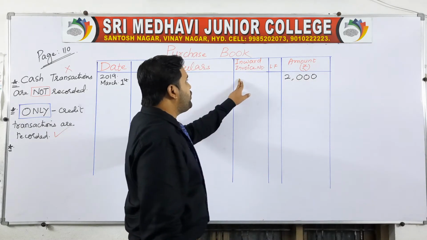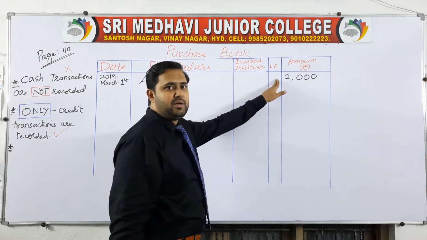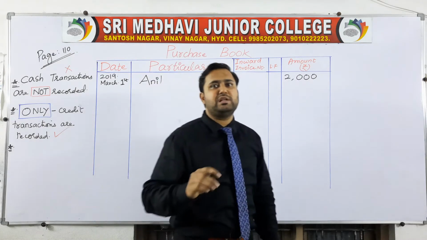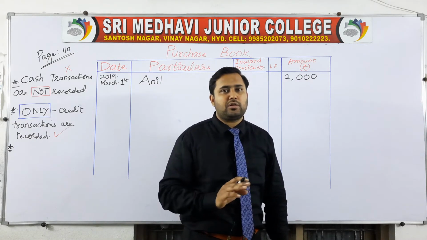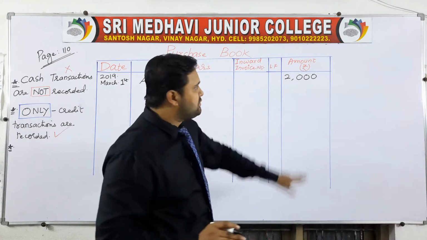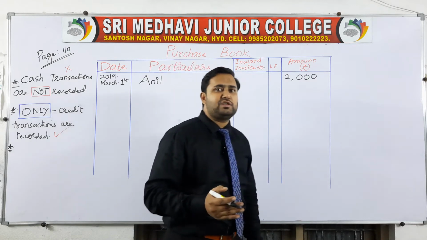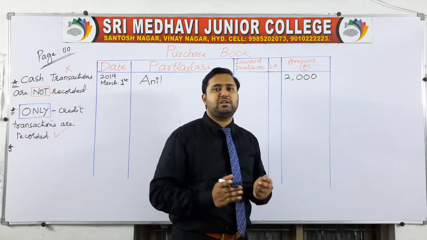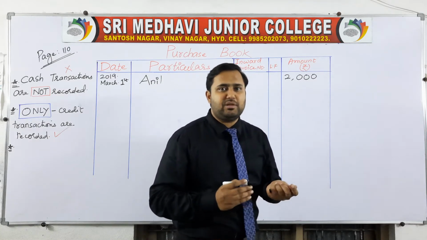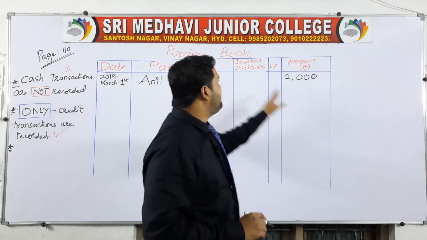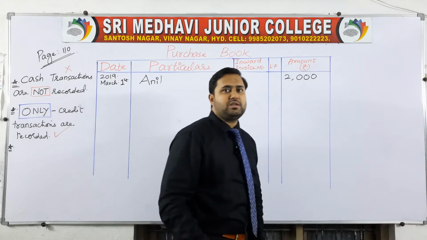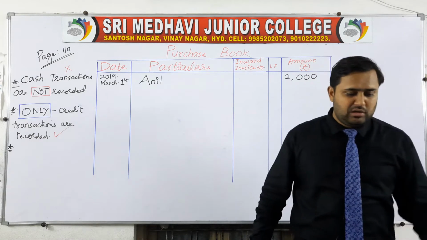Do not write inward invoice number or LF number unless it is mentioned in the question. If the inward invoice number is mentioned in the question, then you write it. And if the LF, which is nothing but ledger folio, is given, then only you write it; otherwise leave it blank. What is the second transaction given in the question?